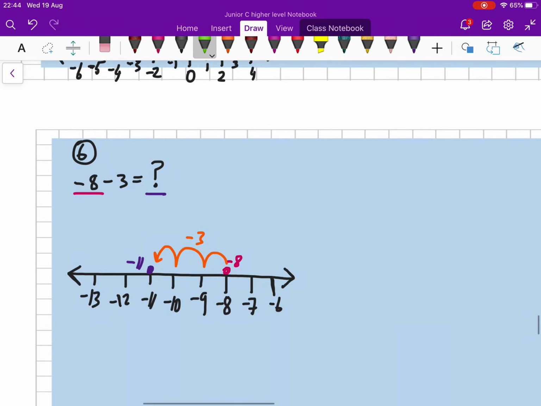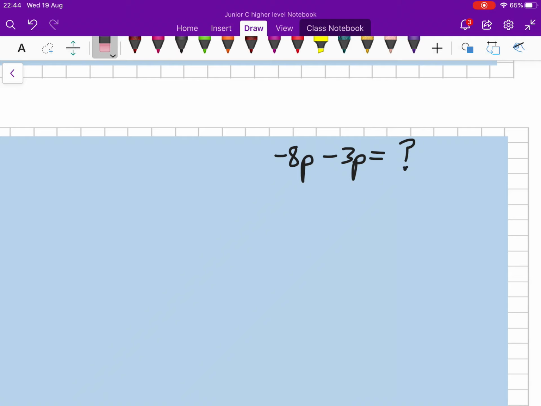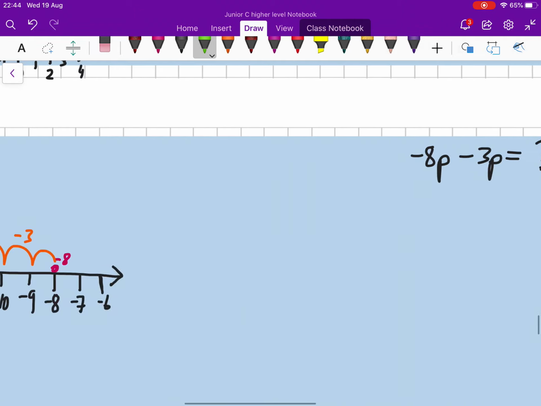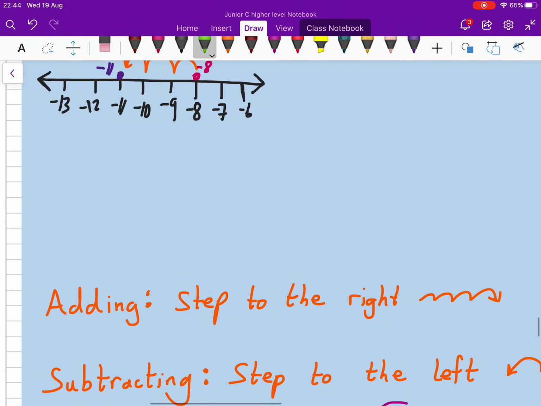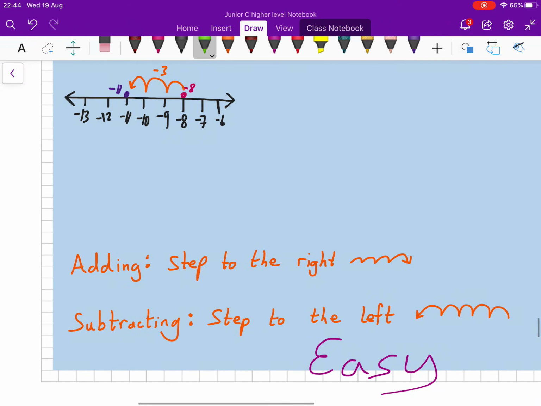This is number 6 really, I suppose, should be number 5. So we have minus 8 minus 3. So we're starting at minus 8. We're going to subtract 3. So we're moving to the left. And that means we're going to stop at the minus 11 here. So again, doesn't matter what the variable is here, it's p. So it's minus 8p minus 3p should be equal to minus 11p. So we can see the algebra is not making any difference really. And we're also seeing the adding, we're stepping to the right, subtracting, we're stepping to the left. It's quite easy.